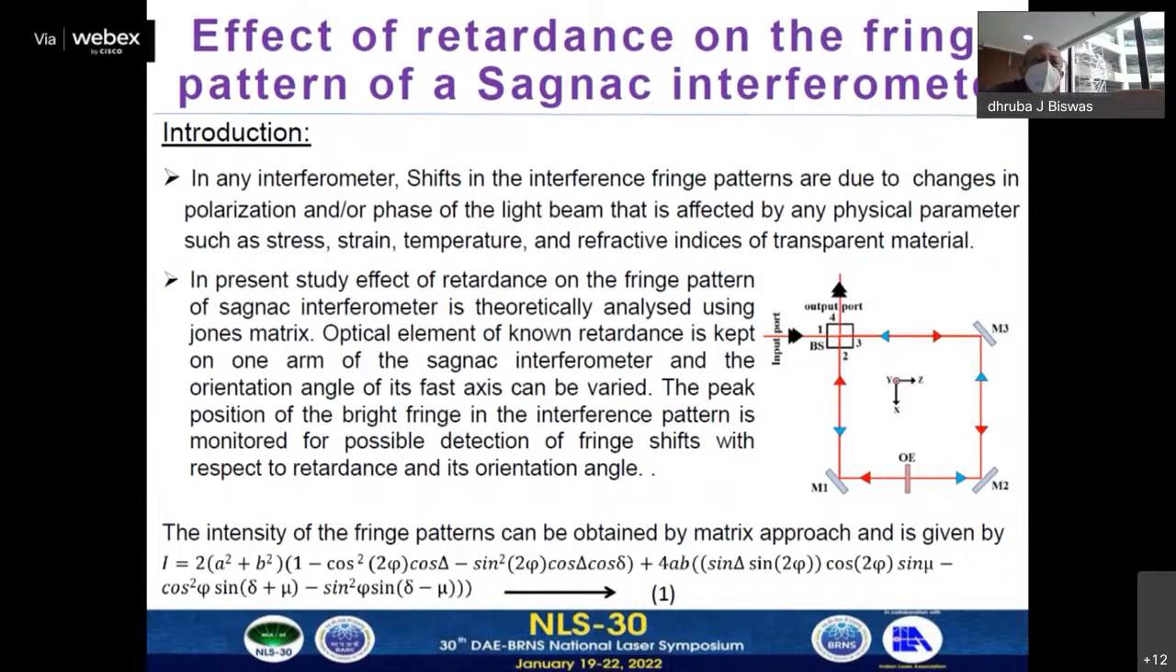The resulting intensity fringe pattern is given at the bottom side, where delta is the path difference between the two beams, and the other terms are the retardance and the fast axis orientation. Next slide, please.